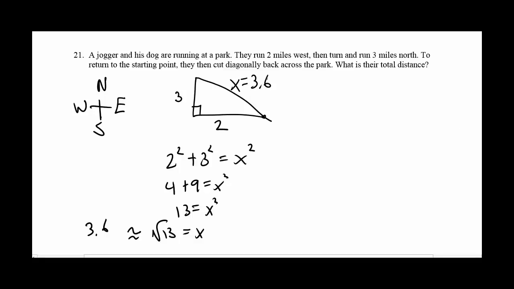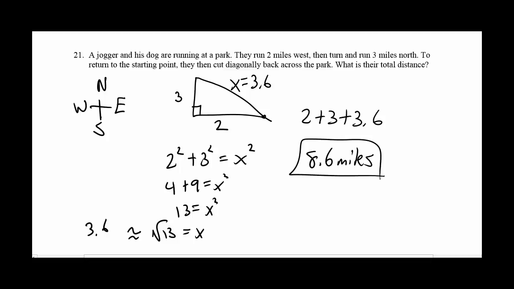Okay. Now the question is, what's their total distance? So it's not just the diagonal that I need to find, but I need to figure out what they walked all together. So that would be adding up our three numbers. So they walked, let's see, 2 plus 3 plus 3.6, so 8.6 miles. It's perfectly fine.